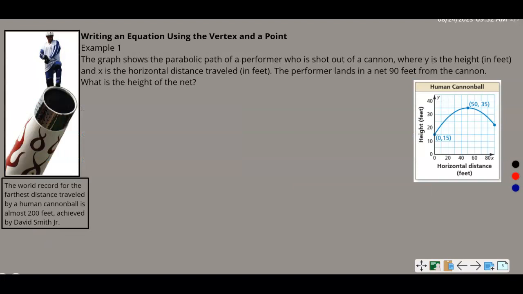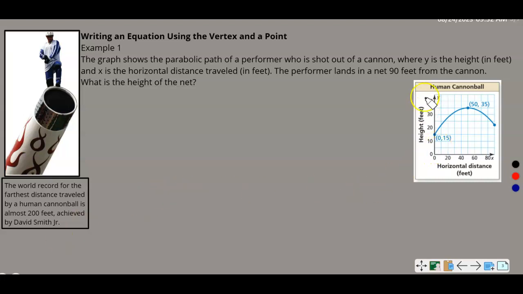Example 1, writing an equation using the vertex and a point. The graph shows the parabolic path of a performer who is shot out of a cannon, where y is the height in feet and x is the horizontal distance traveled in feet. The performer lands in a net 90 feet from the cannon. What is the height of the net?